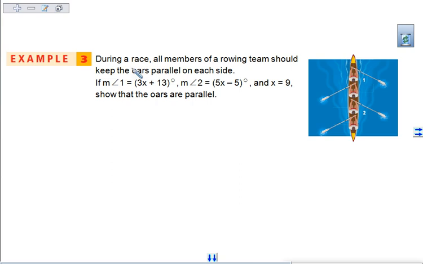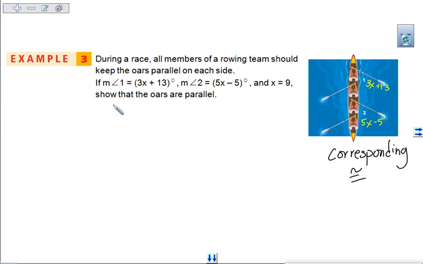Next step, during a race, all members of a rowing team should keep their oars parallel on each side. Angle 1 is 3x plus 13 degrees. Angle 2 is 5x minus 5 degrees. X equals 9. Show that the oars are parallel. So what kind of angle pair are these? Corresponding angles. And what do we know about corresponding angles? They are congruent. So that means that we can set these two equal to each other.